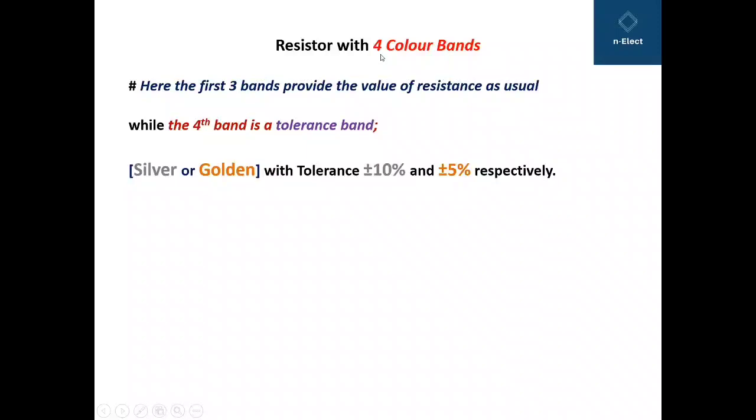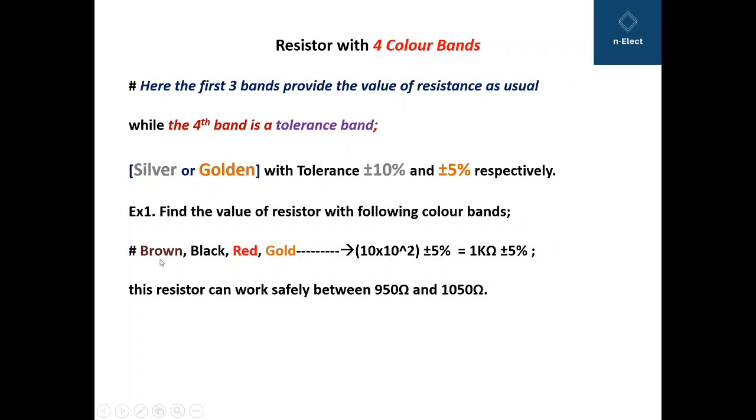Now there are only 2 colors in the 4th color band, that are silver and golden. If it's a silver color, then the tolerance will be plus minus 10%, but if the 4th color band is golden, then the tolerance will be plus minus 5%. Again, we will see one example of a 4 color band resistor.